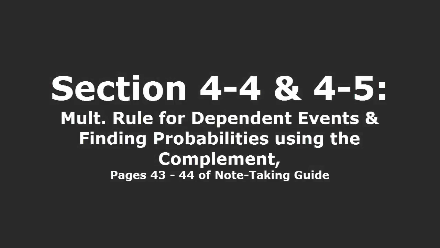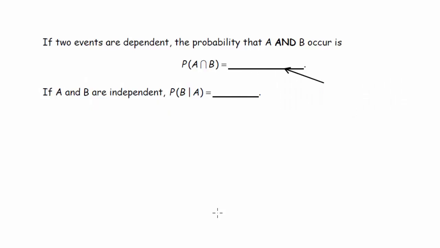This video covers the second half of section 4-4 and 4-5, which is on the multiplication rule, and I'm going to be on pages 38 and 39 of the note-taking guide. Last time we looked at the case where our two events were independent, meaning they did not affect each other, and we said to find the probability that they both happen, we would take the probability of the first event and multiply it by the probability of the second event.